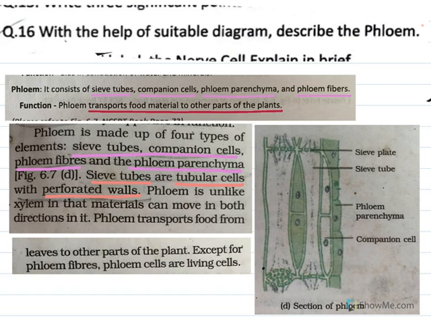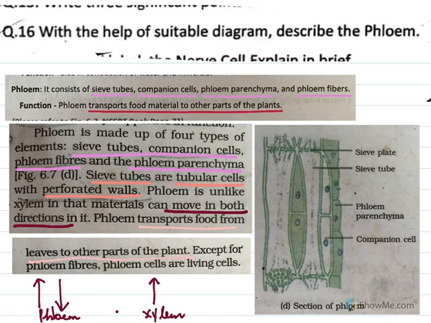So another important point is phloem is unlike xylem, and the materials can move in both directions. So remember, in phloem the material can go upwards and also downwards, in both directions. But in xylem the material only goes upwards, water goes only upwards. And the function of the phloem is it transports food from leaves to other parts of the plant.